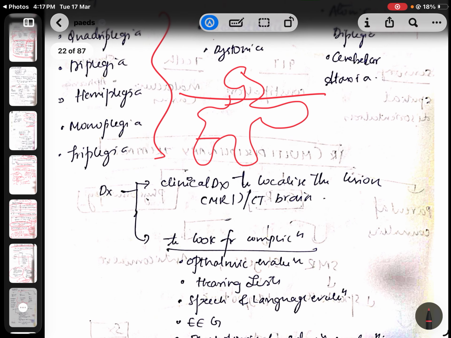Again, in diagnosis, the major thing is to localize. And if there are any other complications, that is any other syndromes or problems, for example, if there is any hearing problem or any vision problem, you need to address that also.